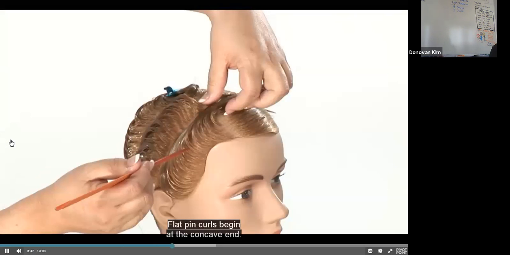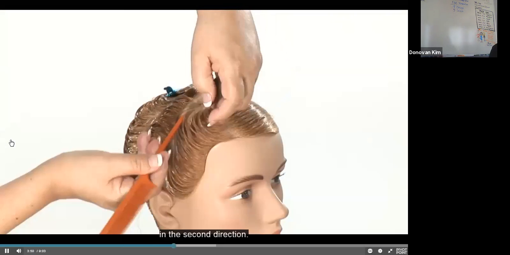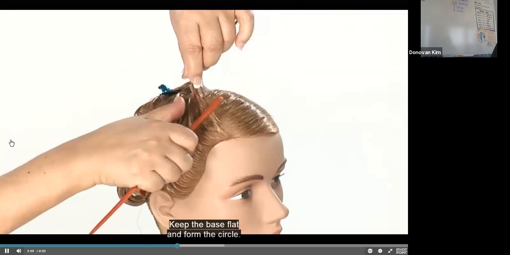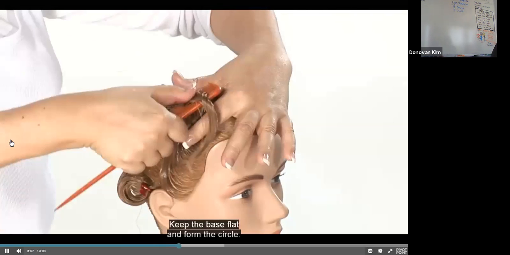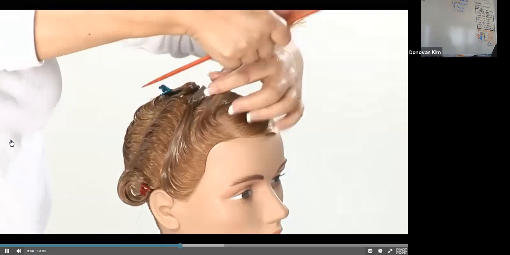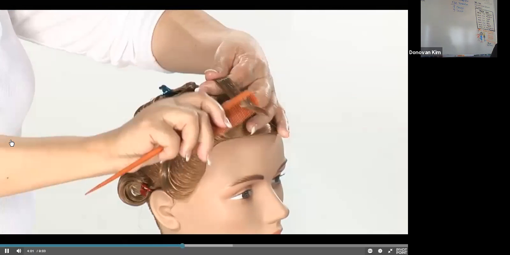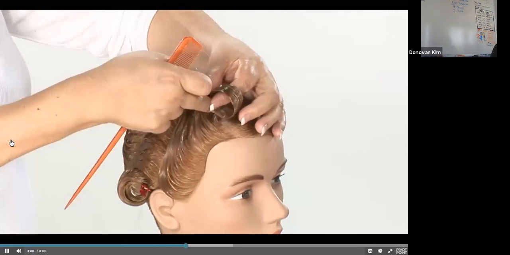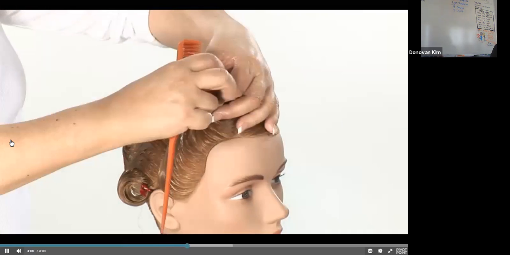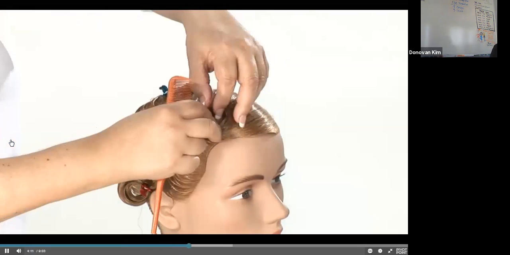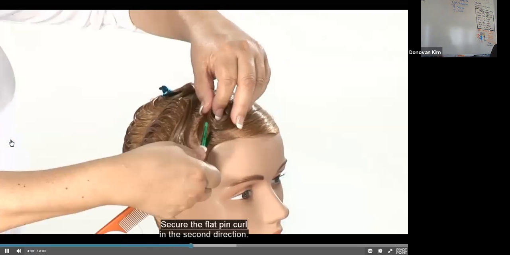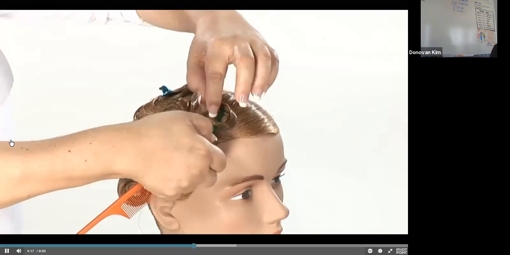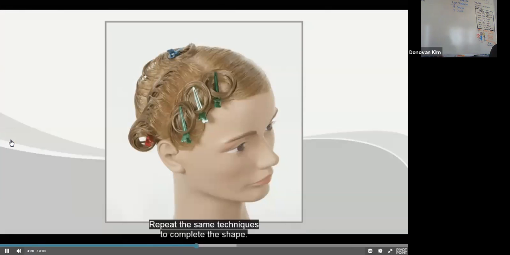Part the hair from the center of the shape in the second direction. Then, smooth the hair to create a ribbon-like effect. Keep the base flat and form the circle. Secure the flat pin curl in the second direction. Repeat the same techniques to complete the shape.